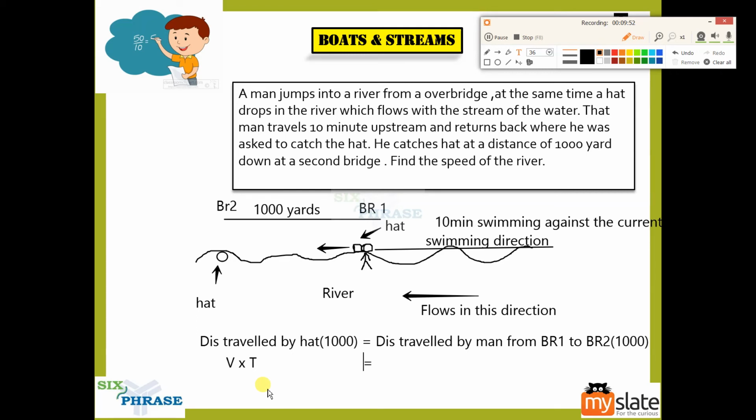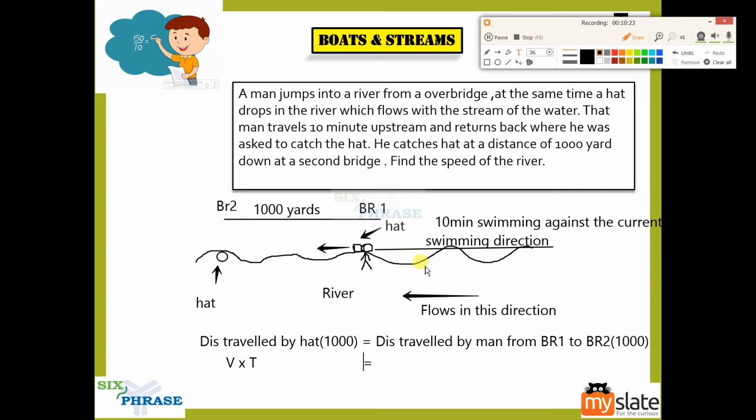Again, on the right hand side, the distance traveled by the man from BR1 to BR2 is 1000. So that is why we equated both the things. Now, if you have to find the speed, what is the speed of this man? You have to make sure you understand that the speed of this man is from BR1 to BR2, correct? Distance is from BR1 to BR2, right? So speed also should be from BR1 to BR2.